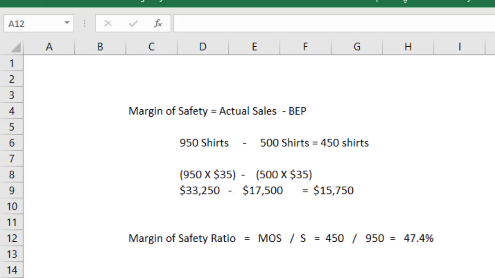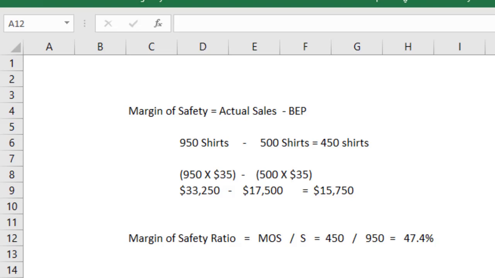A ratio can help us to make comparisons because it puts things into percentages. So the margin of safety ratio is just taking the margin of safety and making a ratio out of it. So the margin of safety divided by the sales is going to be your margin of safety ratio formula. So the margin of safety that we learned above was 450 shirts divided by 950 shirts was our sales.